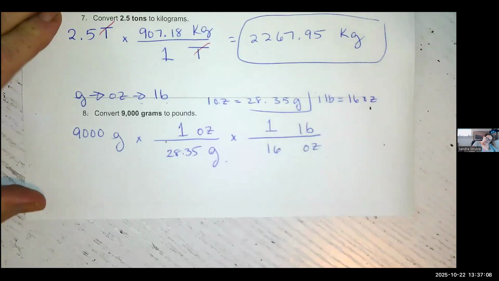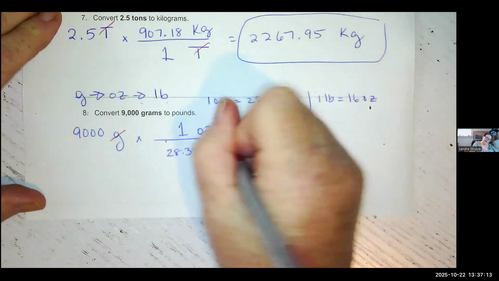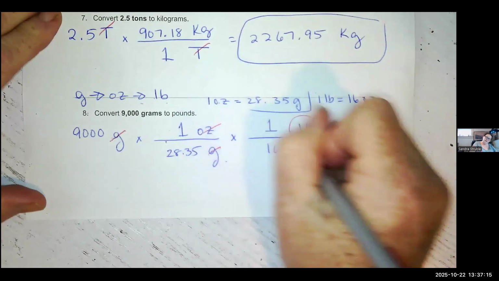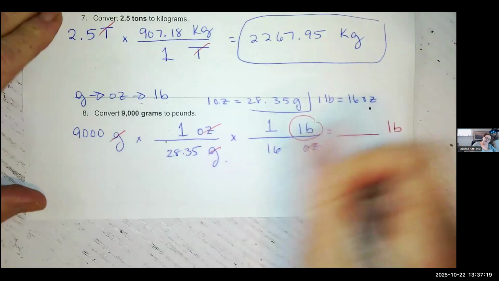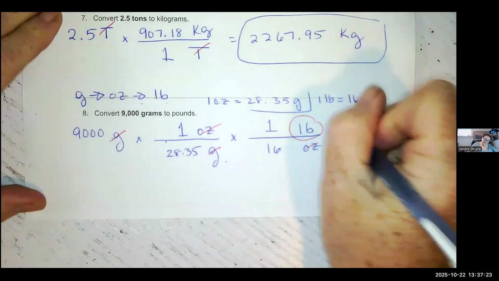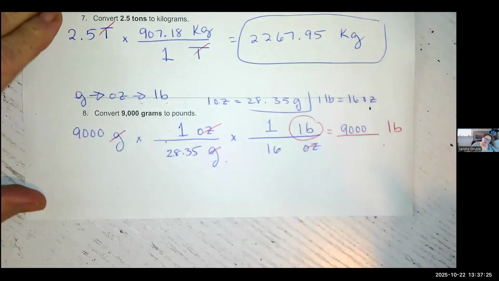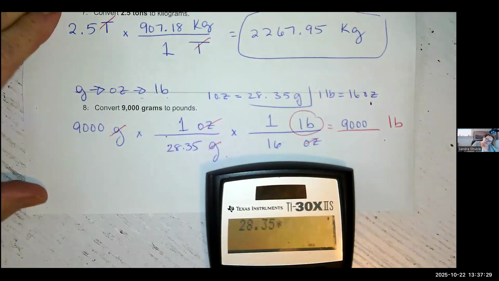Grams, grams, 1 on top, 1 on bottom, ounce, ounce, 1 on top, 1 on bottom, left with pounds. Fantastic. We are going to have to divide on this one because there are numbers in the denominator. 9,000 times 1 times 1 is 9,000. 28.35 times 16 is 453.6.